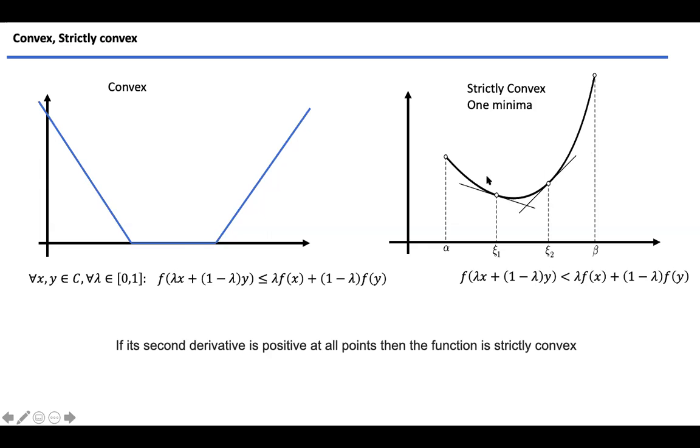If we want to mathematically explain the difference between these two, here we can say the value of the function at any point on the line between 2 points has to be less than or equal to a weighted sum of the value of the function at these 2 points, okay, where lambda is between 0 and 1. So when this is less than or equal, then this is a convex function. However, if it's strictly less than, then this is a strictly convex function.